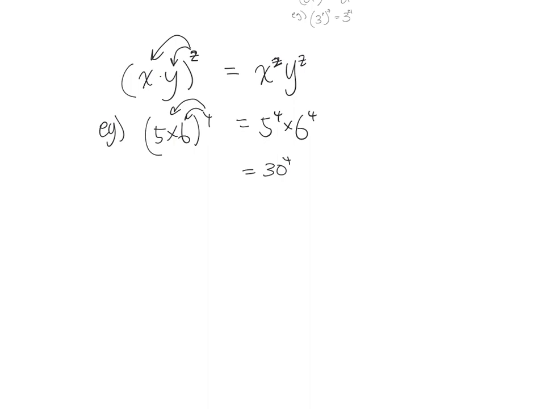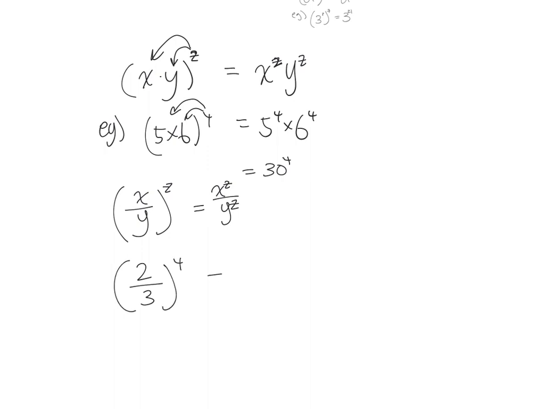It works the same when you have division and this is raised to another exponent. That exponent gets applied to the x as well as the y. So if I have 2 over 3 to the power of 4, I'm going to apply that 4 to the 2 and the 3 like this. So that's what happens when you are working with brackets and exponents.